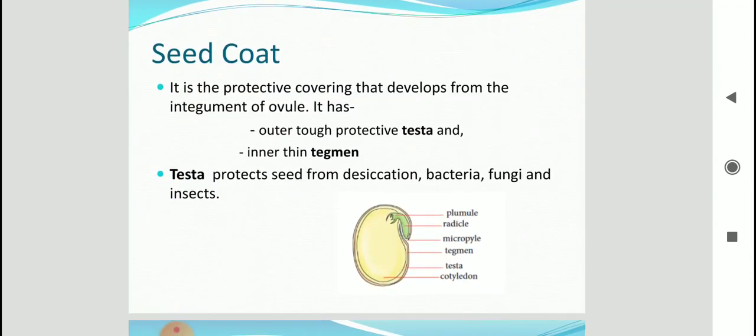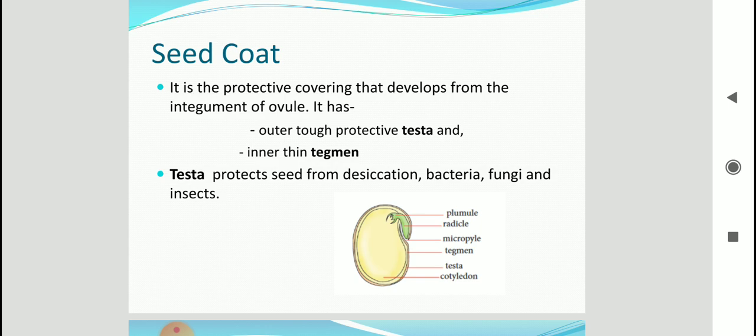The covering has 2 layers. The outer layer is a tough protective covering known as testa, and inner layer is a thinner one, that is known as tegmen. This testa protects seed from desiccation, from bacterial and fungal infection, from insects. So it is a tough protective covering.